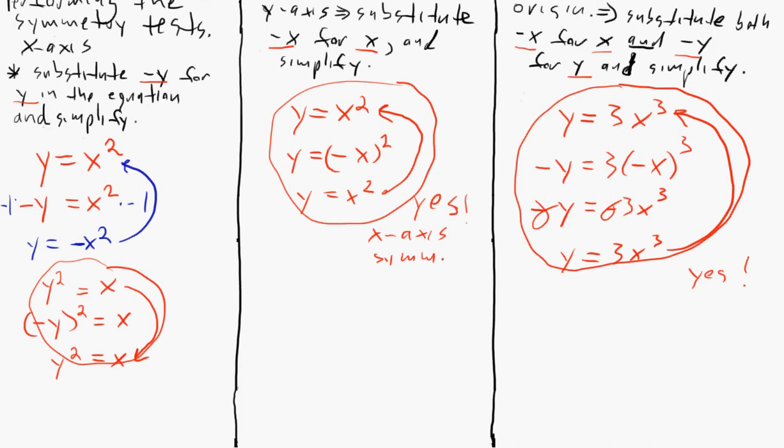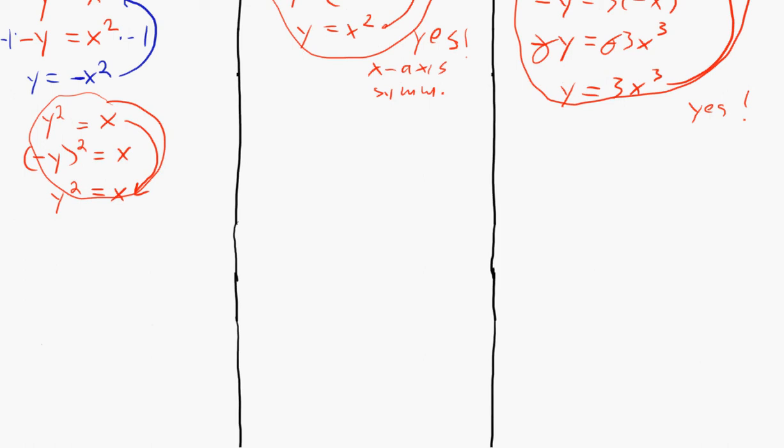Okay, now, a couple of points and then I'm done. First off, it's entirely possible for graphs to have no symmetry at all. You've got to perform all three tests on any given equation. They might fail all three of them. And if they do, we would say no symmetry. Too bad. And that's going to happen lots of times.